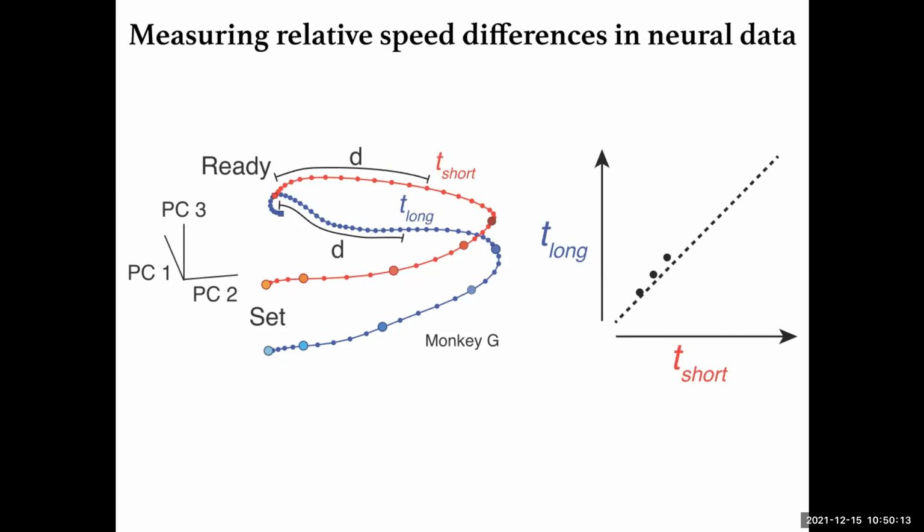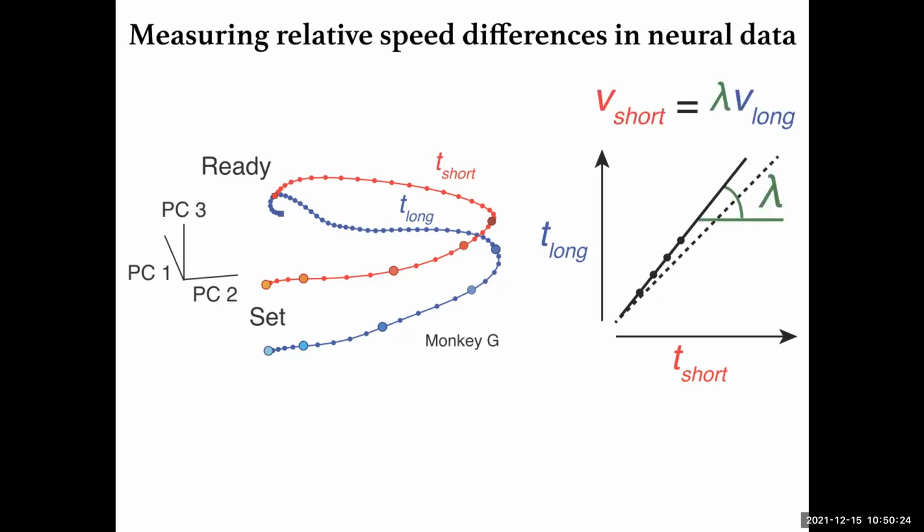And if I span the entire trajectory, what I obtain is a mapping, a temporal mapping between the time in the long condition versus the time in the short. And what is pretty neat about this mapping is that the slope of this line is exactly equal to the coefficient of proportionality between the short and the long conditions.